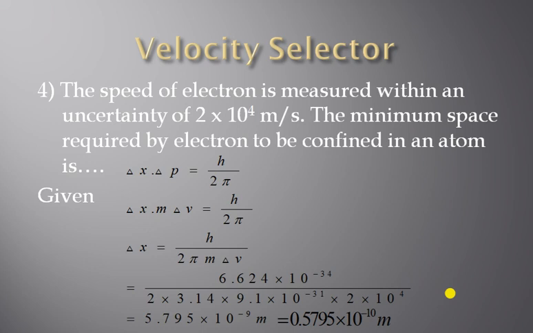But now in this case, we have to calculate using the uncertainty in velocity. So we can write delta x into m into delta v equal to h upon 2 pi. So delta x will be equal to h upon 2 pi into m into delta v. Substituting all the values, we get the value of delta x as 0.5795 into 10 raised to minus 10 meter.